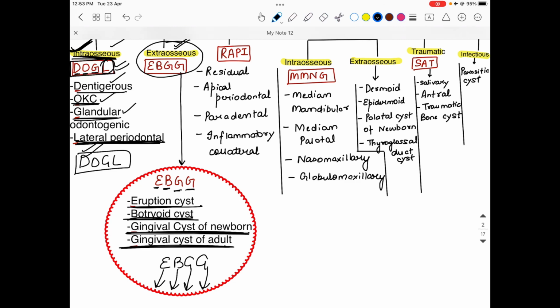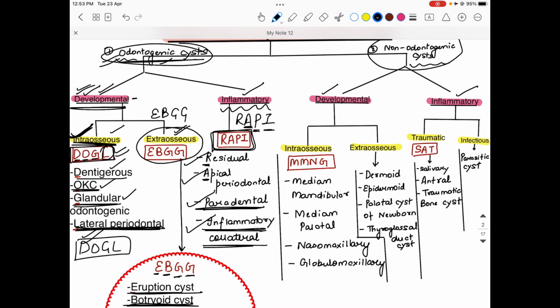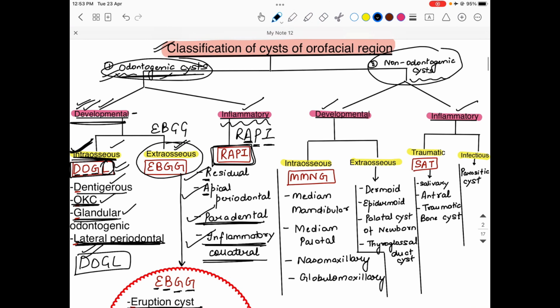Now in odontogenic cyst, when we talk about the inflammatory ones, we have to remember RAPI. R for residual, A for apical periodontal cyst, P for paradental cyst, and I for inflammatory collateral cyst, okay? RAPI, residual, apical periodontal, paradental, and inflammatory collateral cyst. So we are done with the odontogenic cysts.